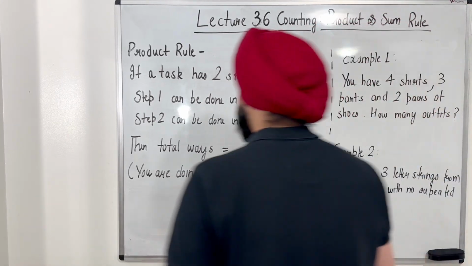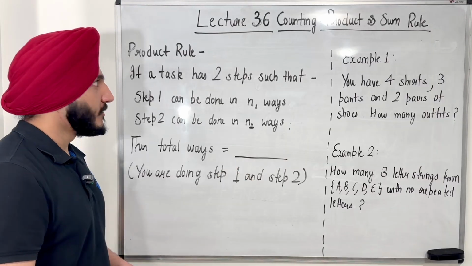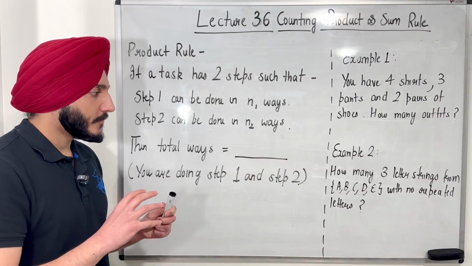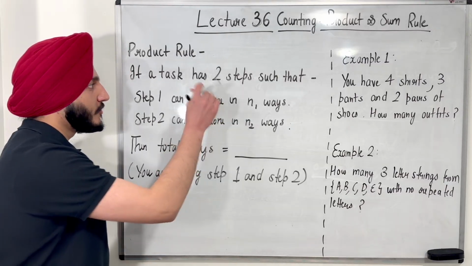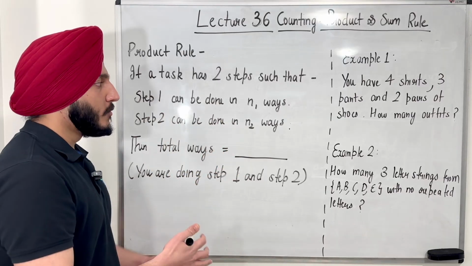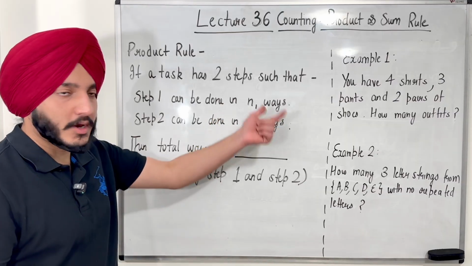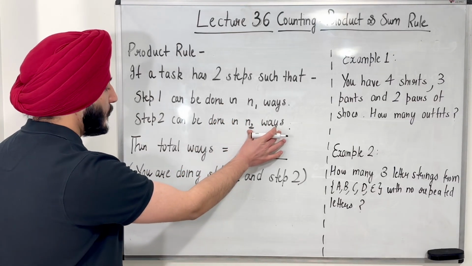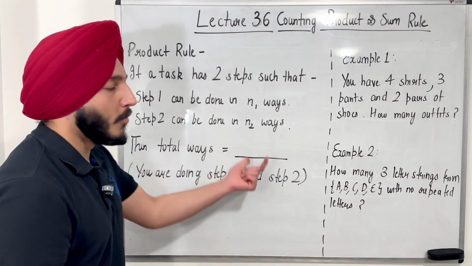Okay, let's try to understand the product rule and some of the examples, right? This is going to be super important and it's going to be very easy to understand. So I'll try to make it as simple as possible. Okay, so if a task has 2 steps such that step 1 can be done in n1 ways, n1 is just like the count. So let's say n1 is the count of the number of ways you can do it, represented by n1. Step 2 can be done in n2 ways. The total ways that you can do the task is going to be what, right?